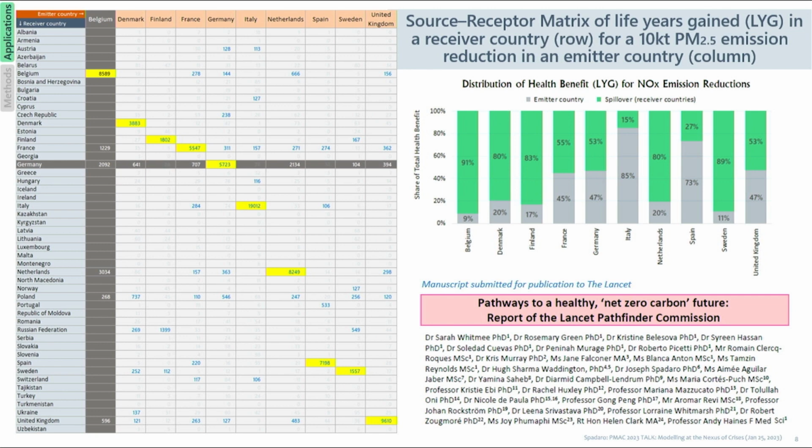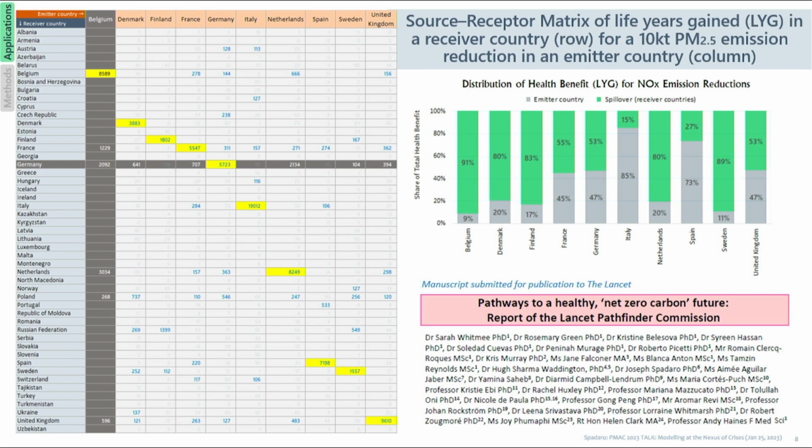This slide shows a source receptor matrix table of the life years gained in a receiver country whose name is indicated at the start of each row for a 10 kiloton PM2.5 emission reduction in an emitter country indicated at the top of each column. The analysis covers the 53 member states across the WHO Euro region. In passing, as a rule of thumb, roughly 12.5 gained life years is equivalent to 1 postponed premature death.